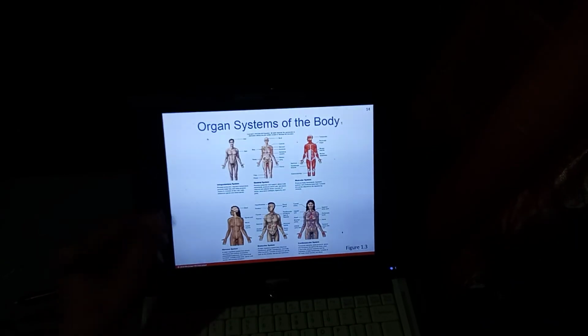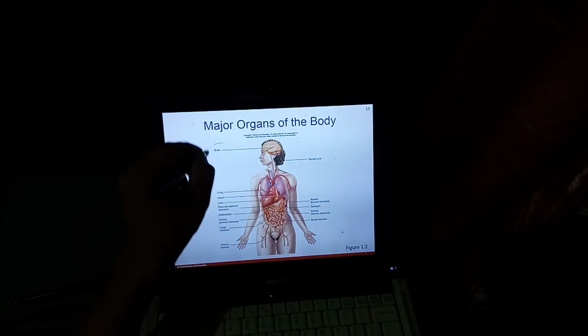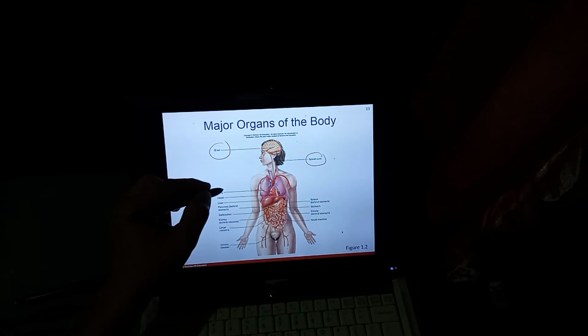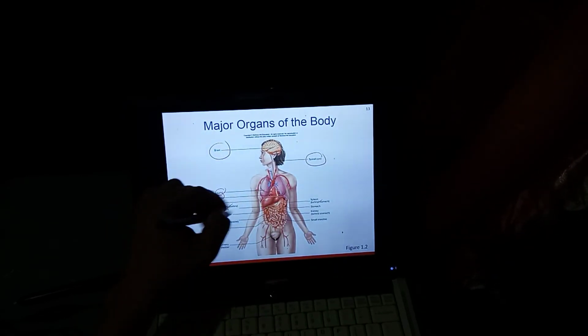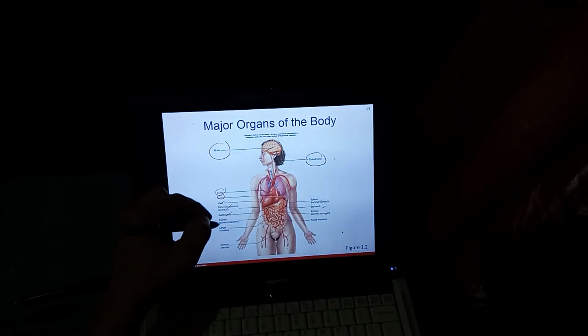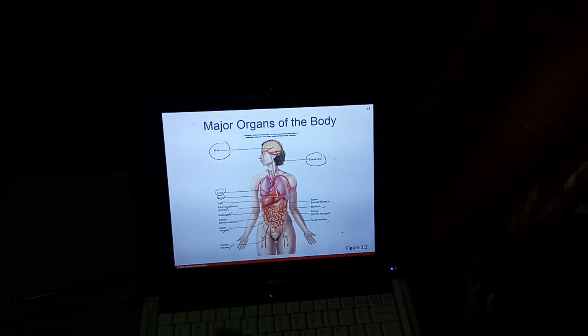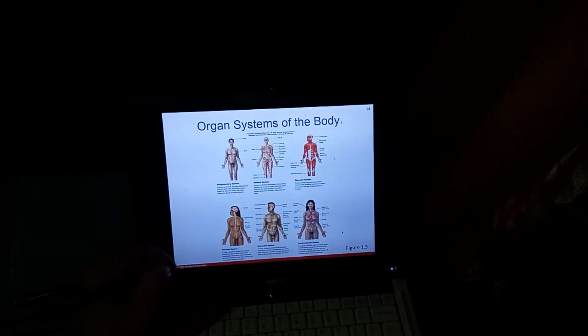Okay, we have the brain, your spinal cord. Isa-isahin natin yan. We have your lung, your heart, your liver, your pancreas, your spleen, your gallbladder, your stomach, your kidney, your large intestine, small intestine, urinary bladder. So those are considered the major organs of the body. Okay? And then your organ systems that we will be discussing.